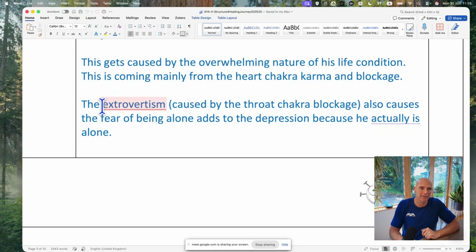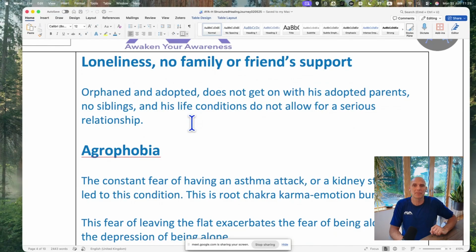Now, the extrovertism, which is caused by the throat chakra blockage, also causes the fear of being alone, and that adds to the depression because he is actually alone. So you can see how all these problems are all interlinked and all compounding each other and burning the karma from that previous life. Loneliness, no family or friend support.